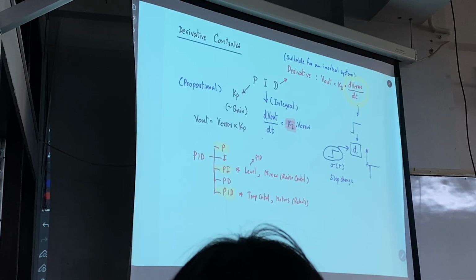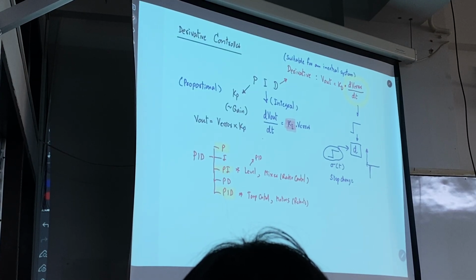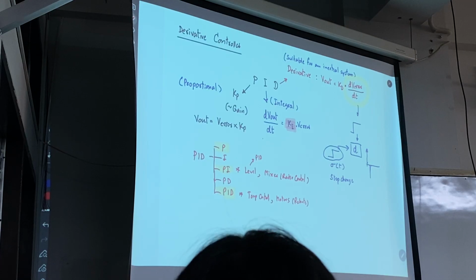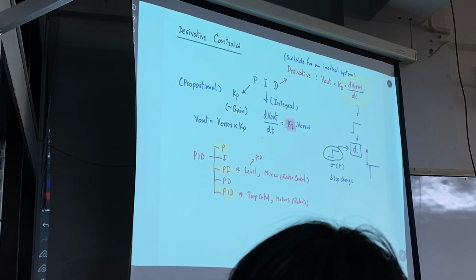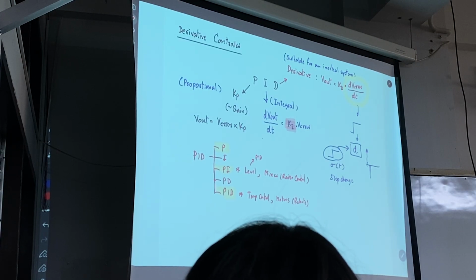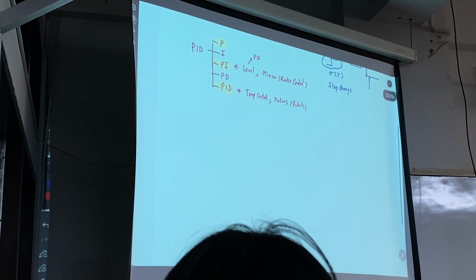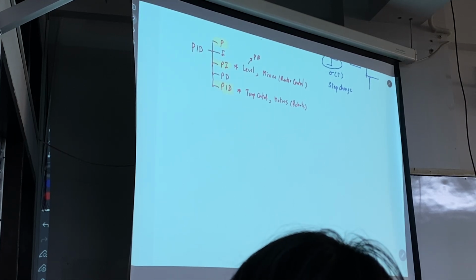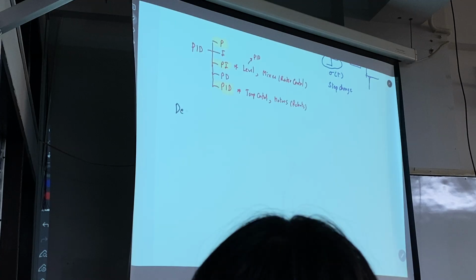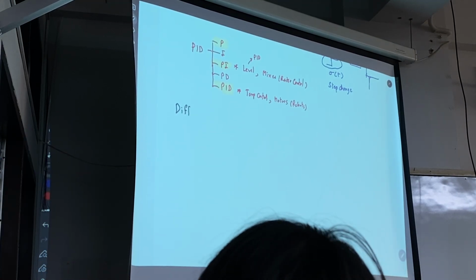Next thing, we have to find out what circuit I can use as an analog derivative controller. And fortunately we have a differentiator. Next step, we will talk about the circuit that can be used as a derivative controller. That is called a differentiator.